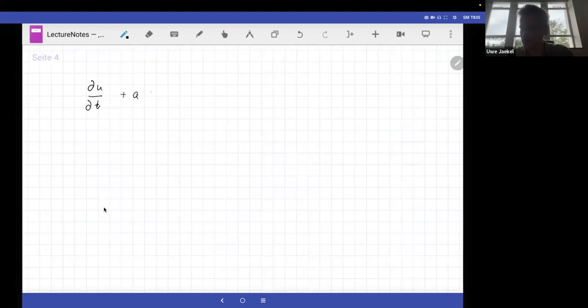Plus a, where a is a constant. Think of this constant as a velocity, the transport velocity, times du over dx equals 0. This is the partial differential equation that we want to solve. u is a function of t and x. This will be interpreted as a time variable, and this is a space variable.